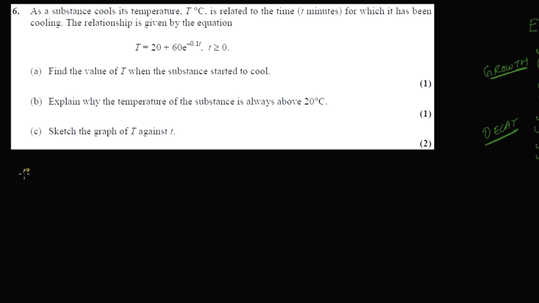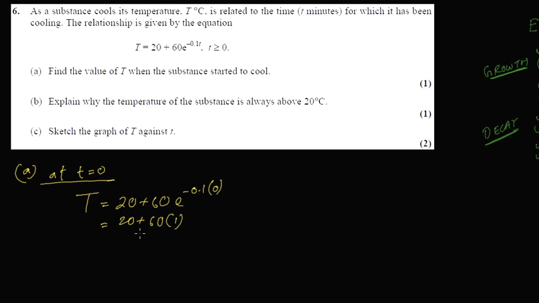So the first question, find the value of t when the substance started to cool. Start means initial, at the beginning. That will be the first question all the time. So at time equals 0, the temperature capital T is 20 plus 60 e to the power minus 0.1 times 0. So e to the power 0 is 1. It will be 20 plus 60 into 1, that means 80. So the answer should be written down as 80 degrees Celsius. Remember, this is the unit. You have to write it down like this.